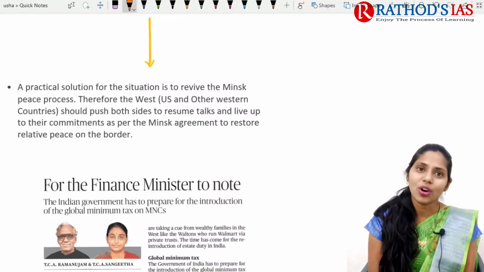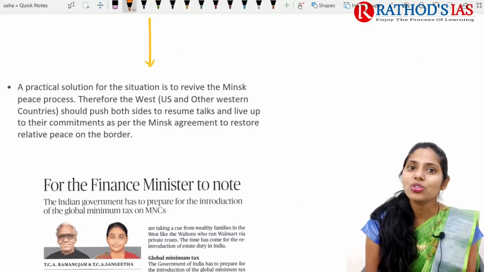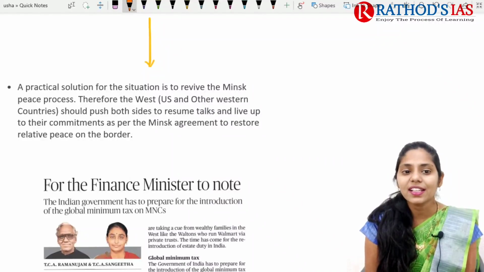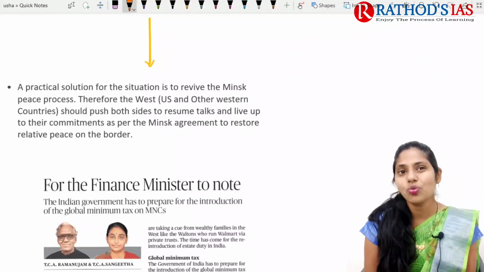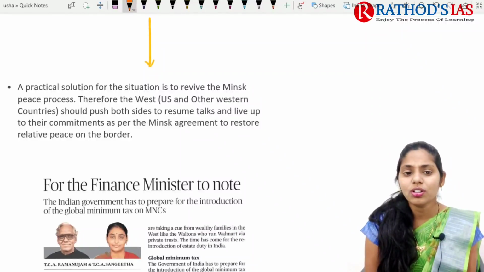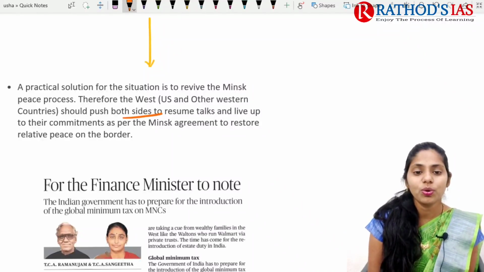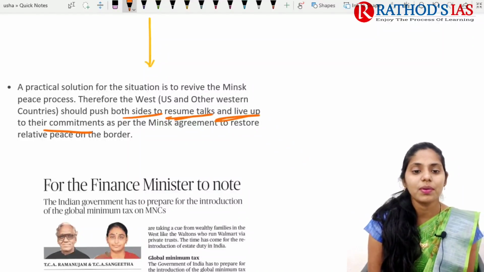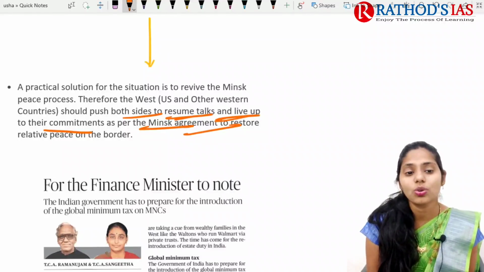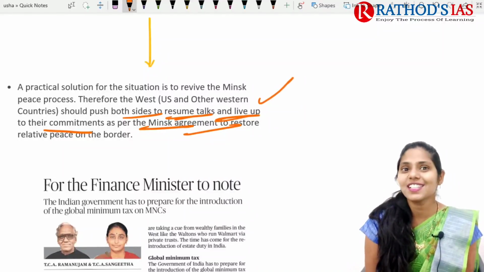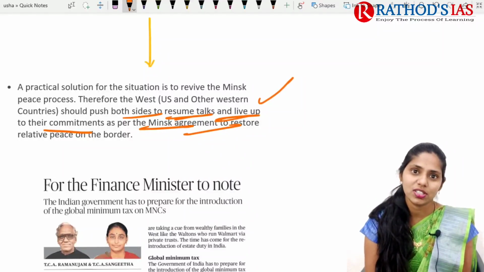And what can be done? If we're talking about the way forward, a practical solution for this situation can be reviving the Minsk peace process. Therefore the West, that is the US and other Western countries, should push both sides to resume the talks, live up to their commitments as per the Minsk agreement, and finally come up with the restoration of relations. So this is the gist of this topic, and I hope it is very clear.